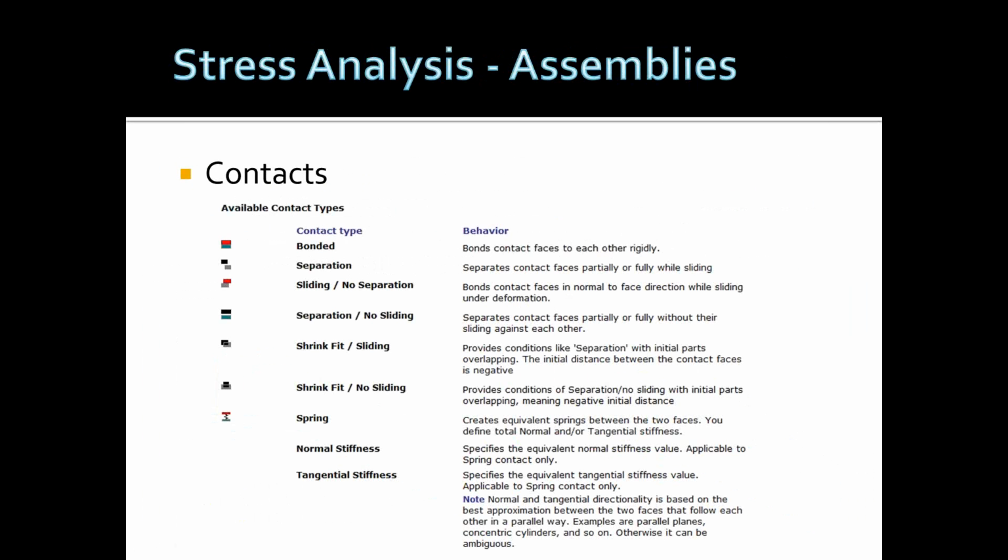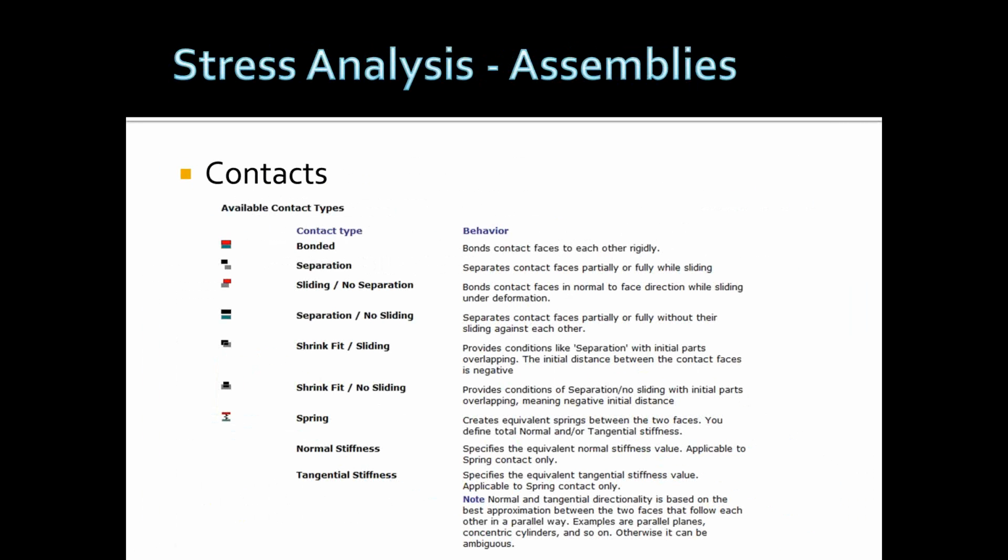The contacts, we reviewed that pretty quickly. You have bonded, you have separation, sliding, no separation. All of these different types of contacts you can apply either manually or automatically. When the mesh starts to run, it will try to apply those throughout your entire assembly.